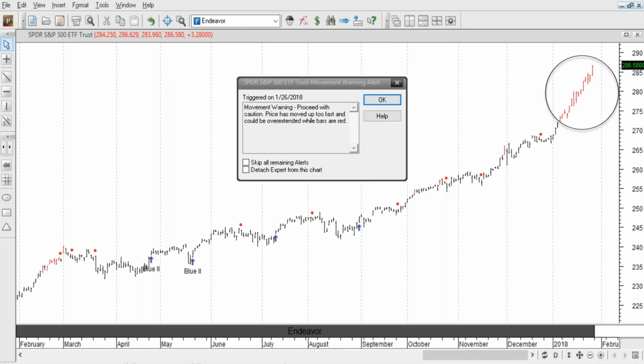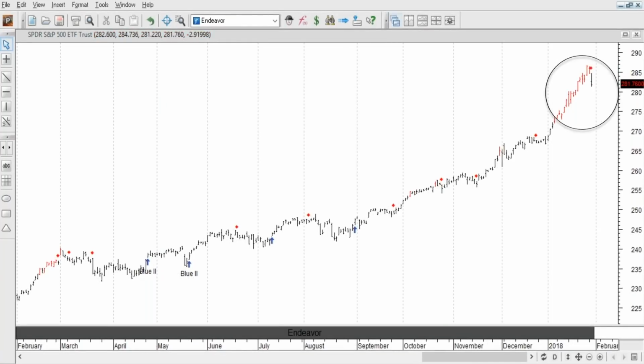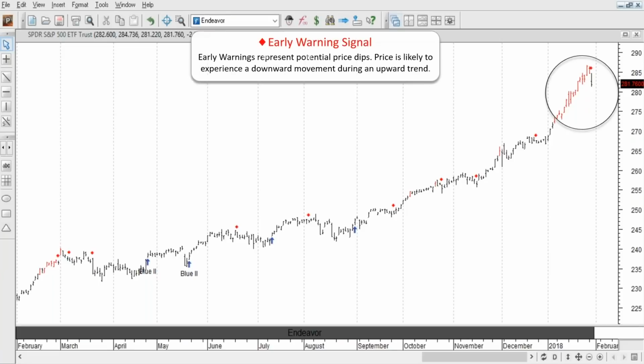As soon as you see this, you can start preparing for a potential change in the way that price is trading. Then, a few days later, we get a red diamond on the chart. And this is where you really have to start paying close attention to price, because you could be just days away from a trend-changing event.